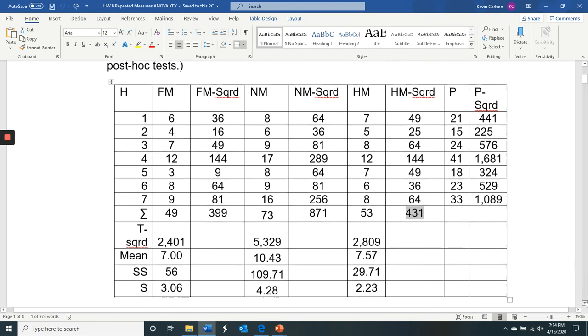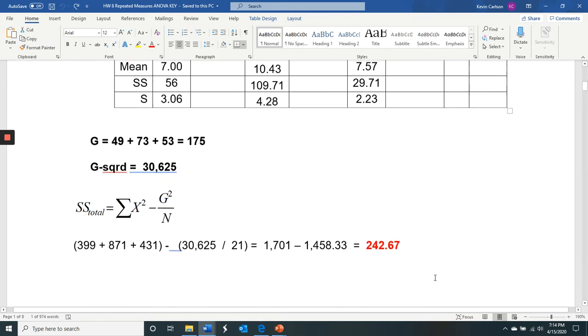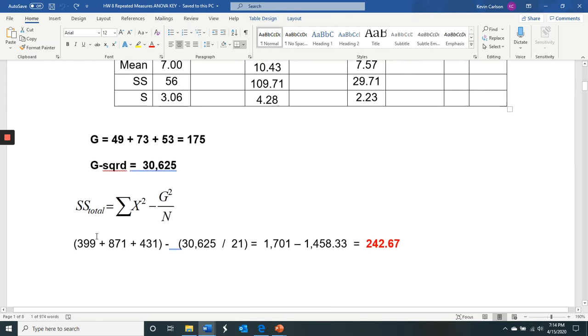We just add those together to get the sum of x squared: 399 plus 871 plus 431. And then we have to take G squared, which we found up here already to be 30,625, divided by capital N. Capital N, we have 7 hospitals. They were measured 3 times, so 7 times 3 is 21.